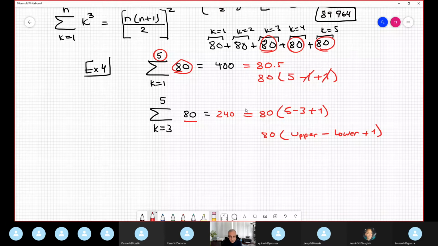So, when the lower bound or limit is not 1, you subtract the upper minus lower and add 1, an extra 1. What is the reason that we need to? Because between 3 and 5, counting both endpoints, we have 3 elements: 3, 4, and 5, right? Make sense or no?